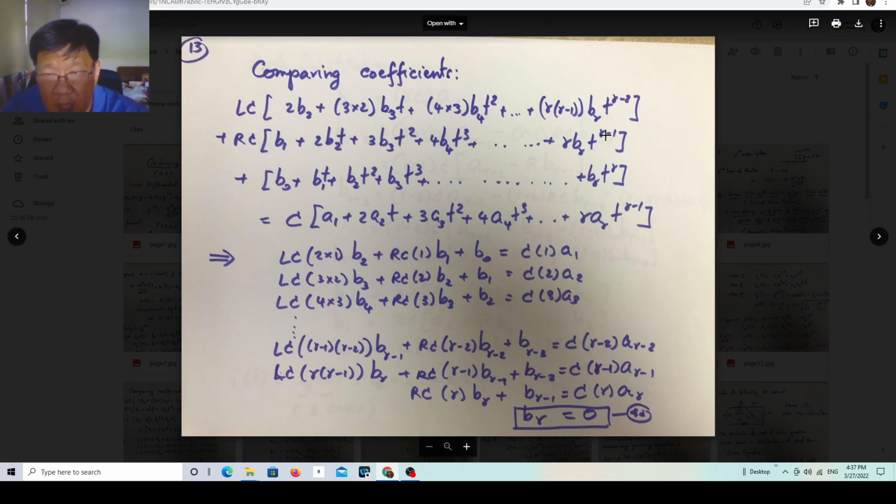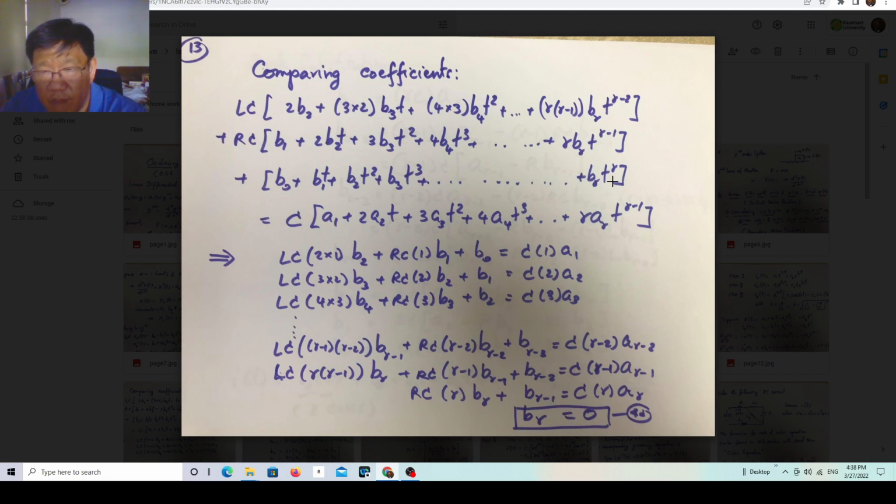But for the term of t to the r minus 1 here, the first term vanishes. They don't have any multiplication to the t to the r minus 1. Just the second term: you have RC times r b r. And then the last term, plus b r minus 1, the term before the last term here, has to be equal to C times r, this one r minus 1, right? Because we found the first derivative here, C times r times a r.